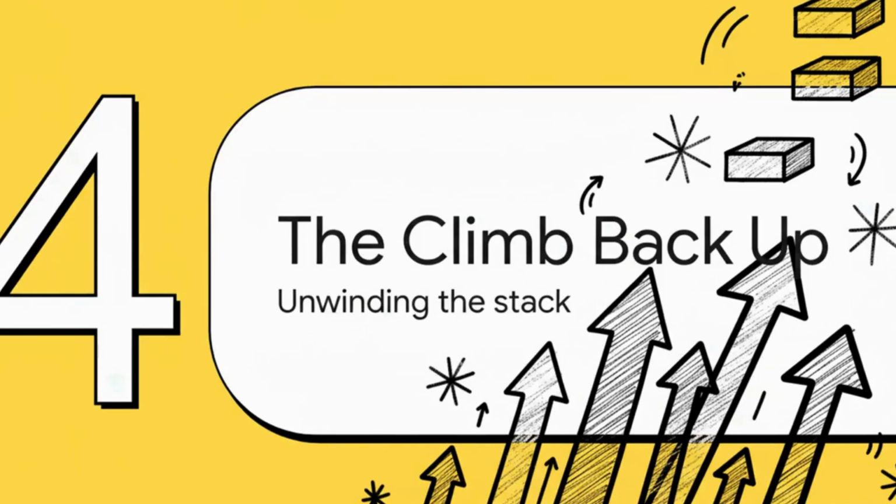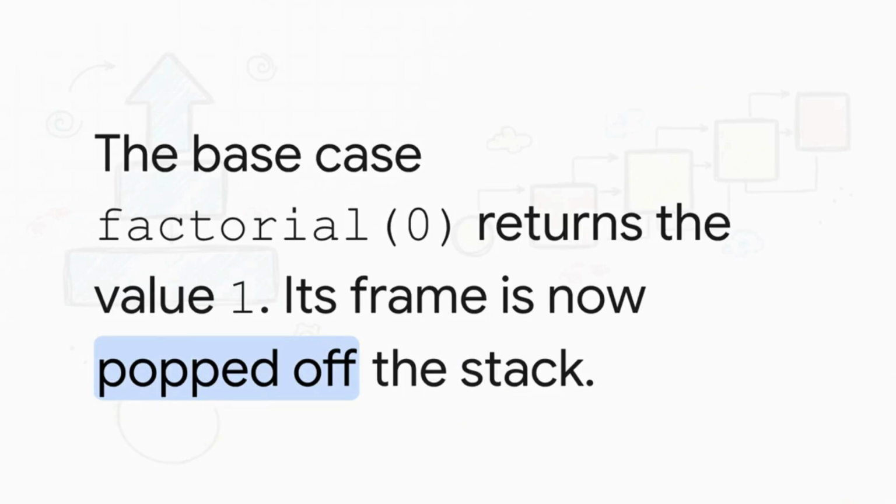But now for the really cool part, the climb back up. This is where the stack starts to unwind, and we actually figure out the answer. That function right at the tippy top of the stack, factorial of 0, it doesn't make any more calls. It knows the answer is just 1, so it returns that value and its job is done. Poof, its stack frame gets removed, or popped, right off the top of the stack.